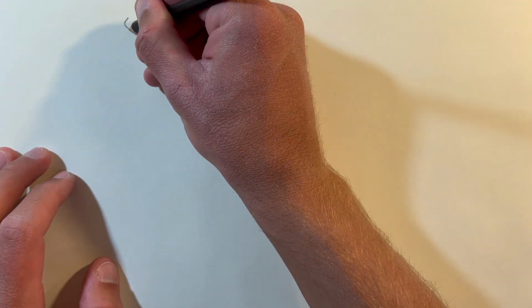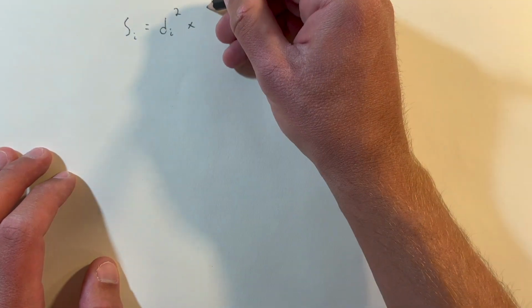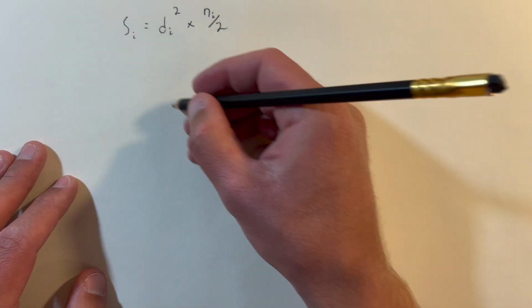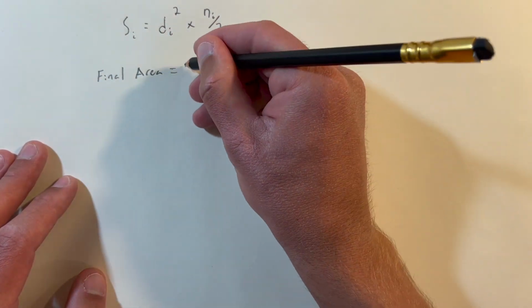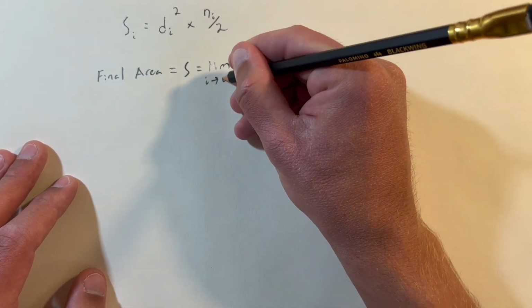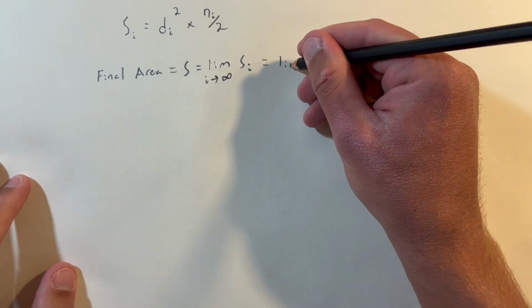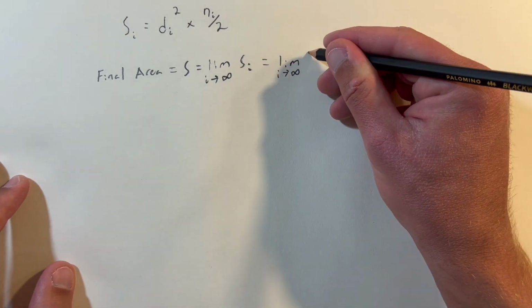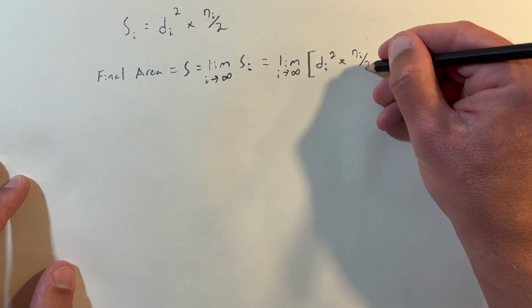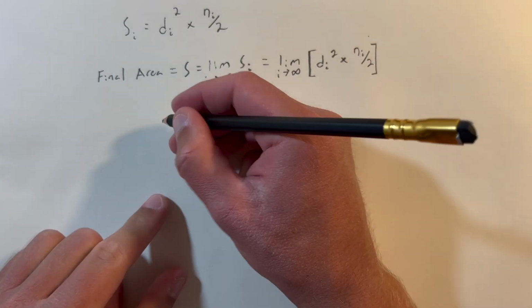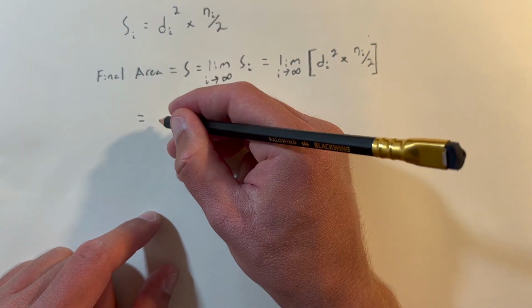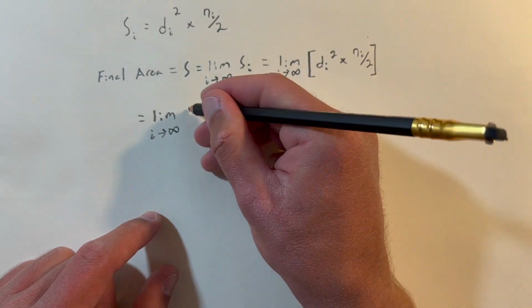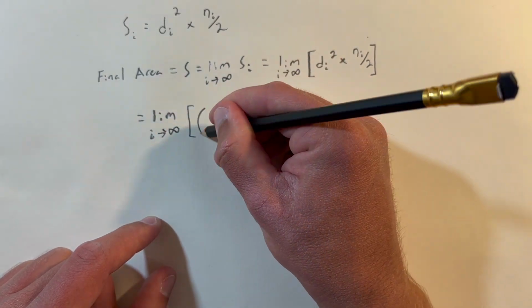If we want to find the final area, what we can do is take the limit of this equation as the iteration's variable i goes to infinity. This limit concept is also the basis of calculus. So we'll go ahead and plug in the relationships that we found earlier for the side lengths and the squares per segment.